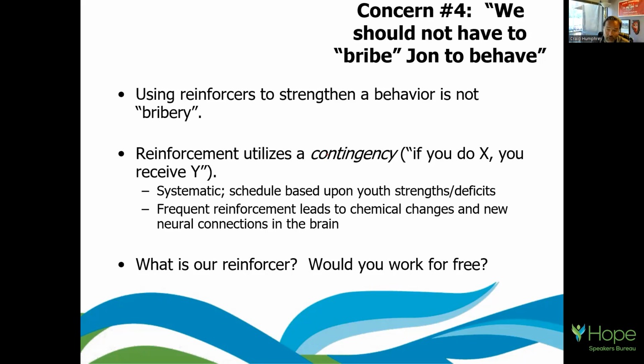We use frequent reinforcement to lead to those chemical changes, new neural connections in the brain. And again, we will fade it over time, but we're not giving a chip and saying do something. They're doing X. We are reinforcing by delivering Y, combining with verbal praise, and over time we can fade the edible and use our verbal praise, token reinforcers, pats on the back, high fives, a lot of different types of reinforcers.